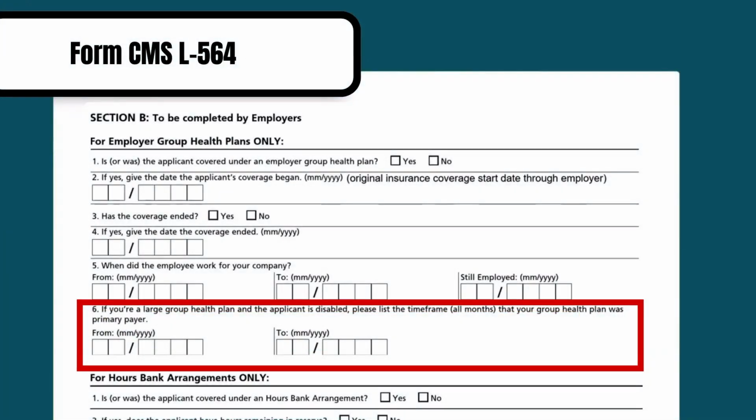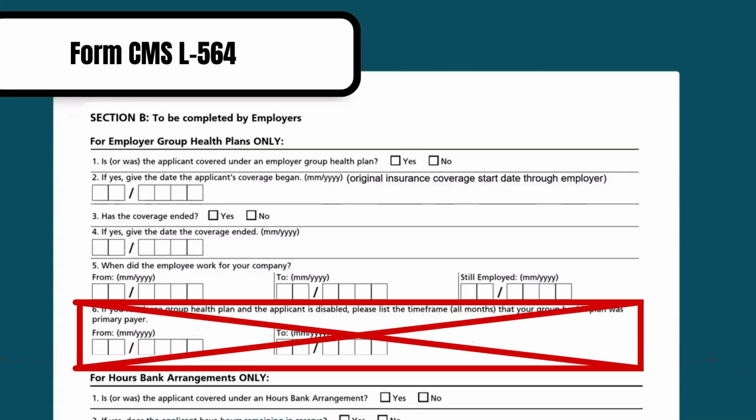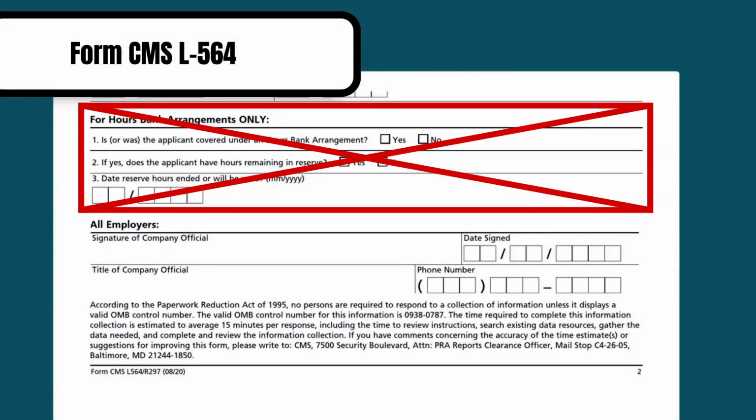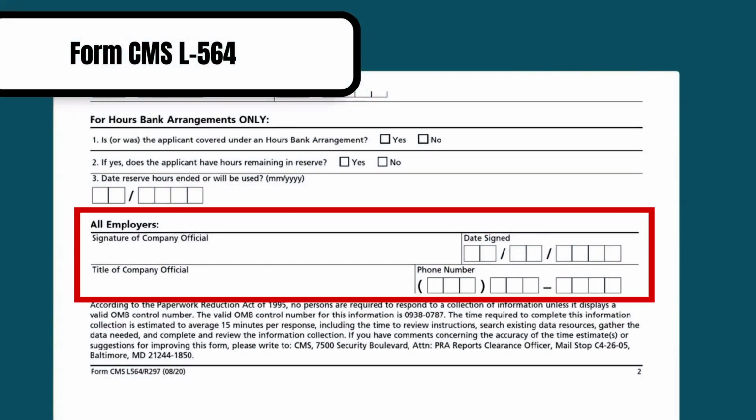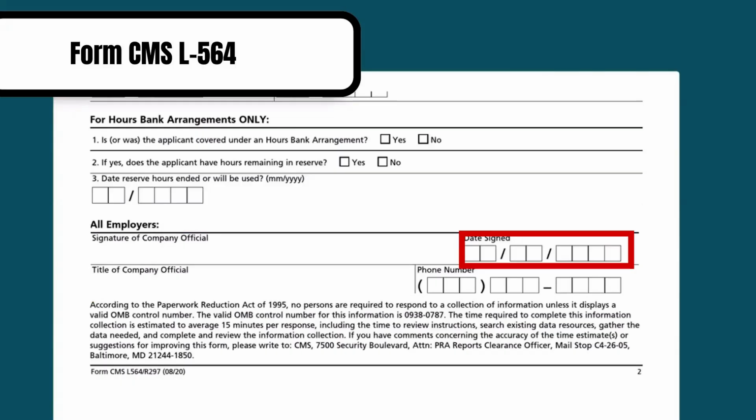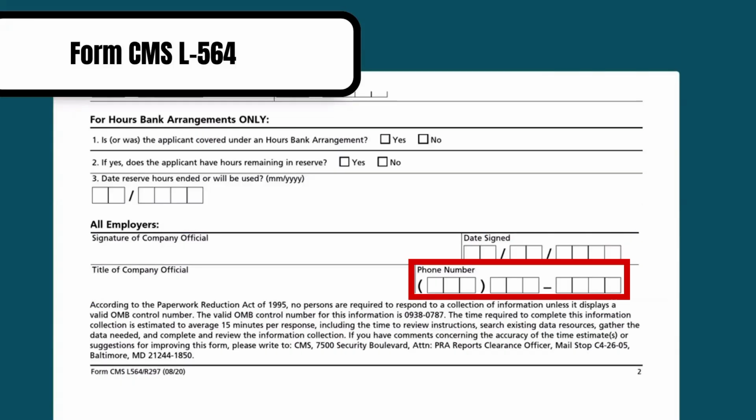Number 6 is kind of a specialized situation. We're going to skip over that, as well as the hours bank arrangements section. If you do have questions about those, please feel free to leave a comment in the comments section, and I'd be happy to answer this for you individually. The signature section is for your employer: the signature, the date signed, their title, and their phone number.